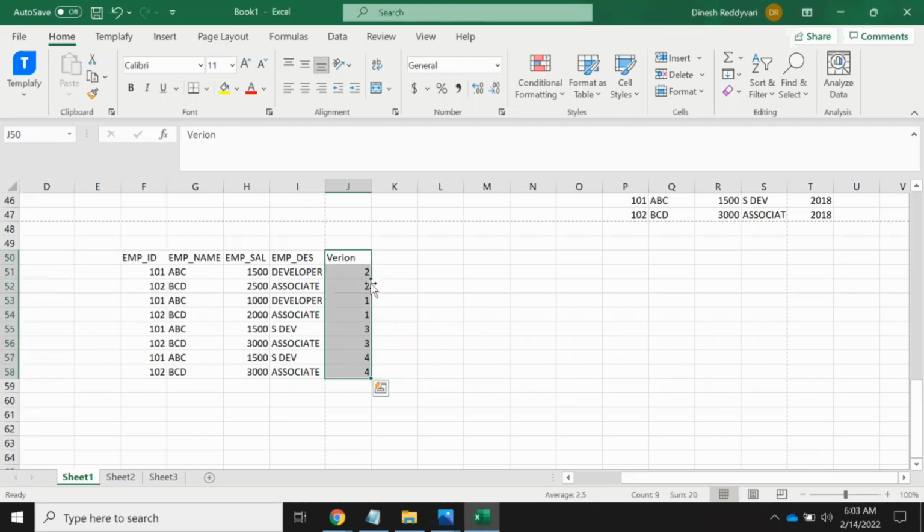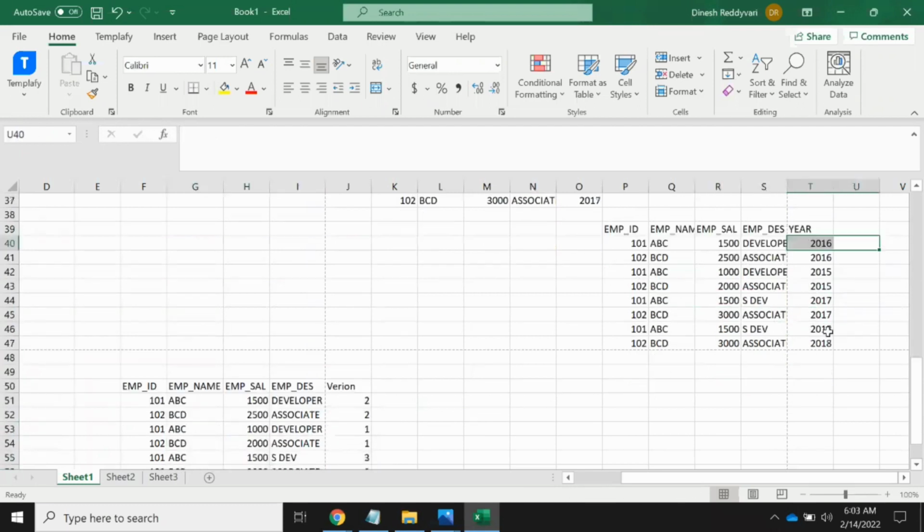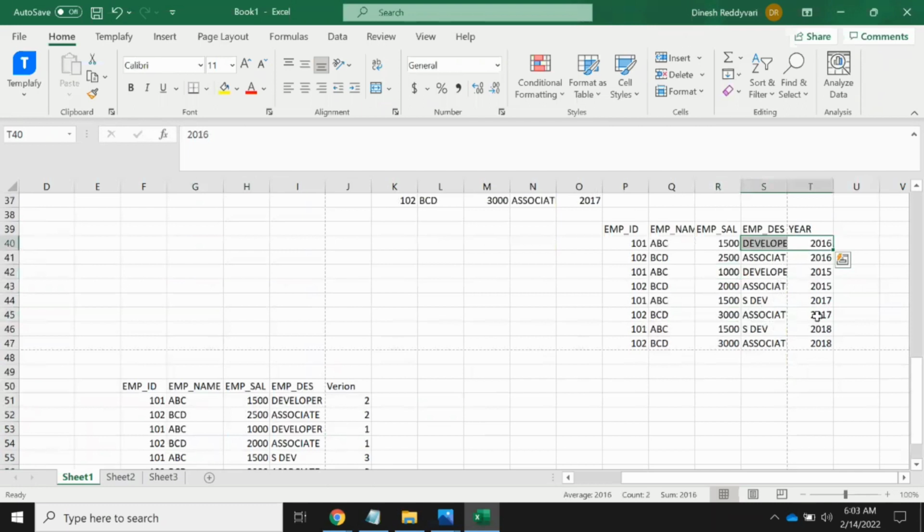But the duration we cannot understand, right? So that is a problem with a version number. But if you observe here, this 2015 to 2016, a one year duration, he received this particular salary. In the next year, 2016 to 2017, he received this salary.